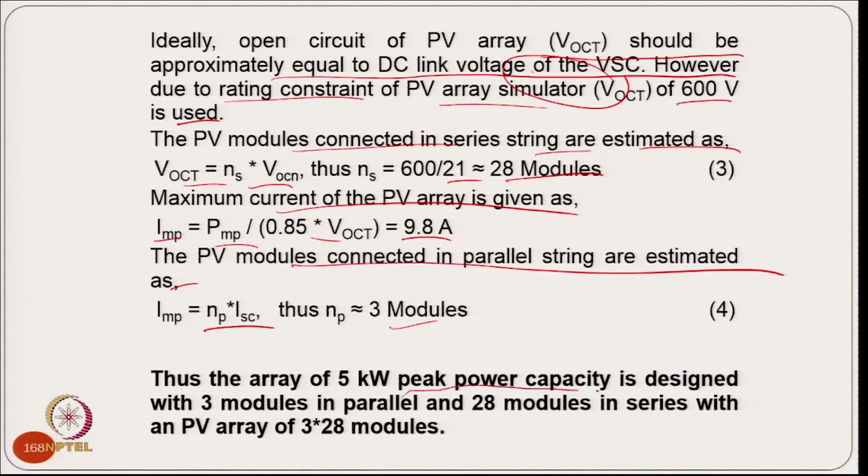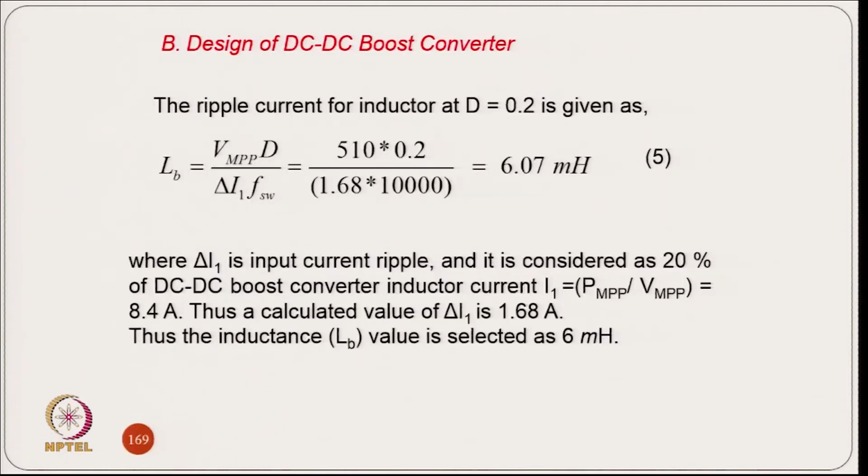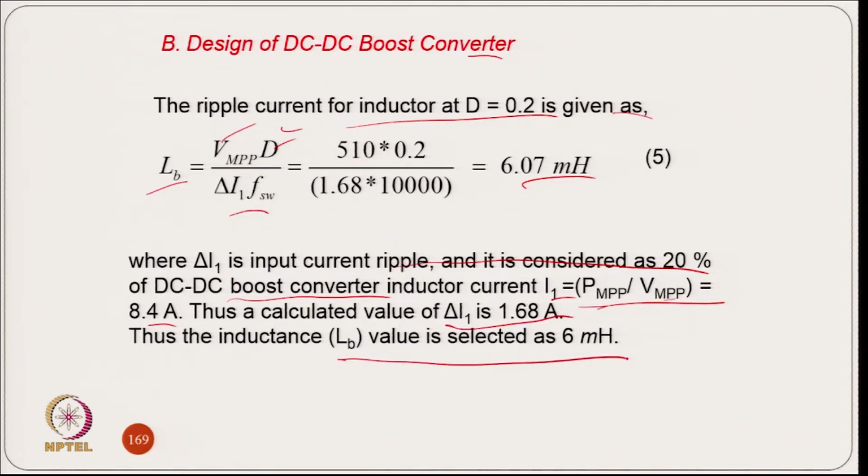Therefore, a 5 kilowatt peak power capacity is designed with 3 strings in parallel and 28 modules in series in each, making the array 3.3 into 28 modules. And the design of the DC-DC converter corresponds to a duty cycle of 0.2. We can get the interfacing inductor value from the MPPT voltage, duty cycle and ripple current, so we get 6.07 millihenry. The ripple current is considered 20% of the DC boost converter inductor current, and we can find the inductor current from MPP. It comes 8.4 ampere, and the ripple current is 1.68, thus the inductance value selected is 6 millihenry.